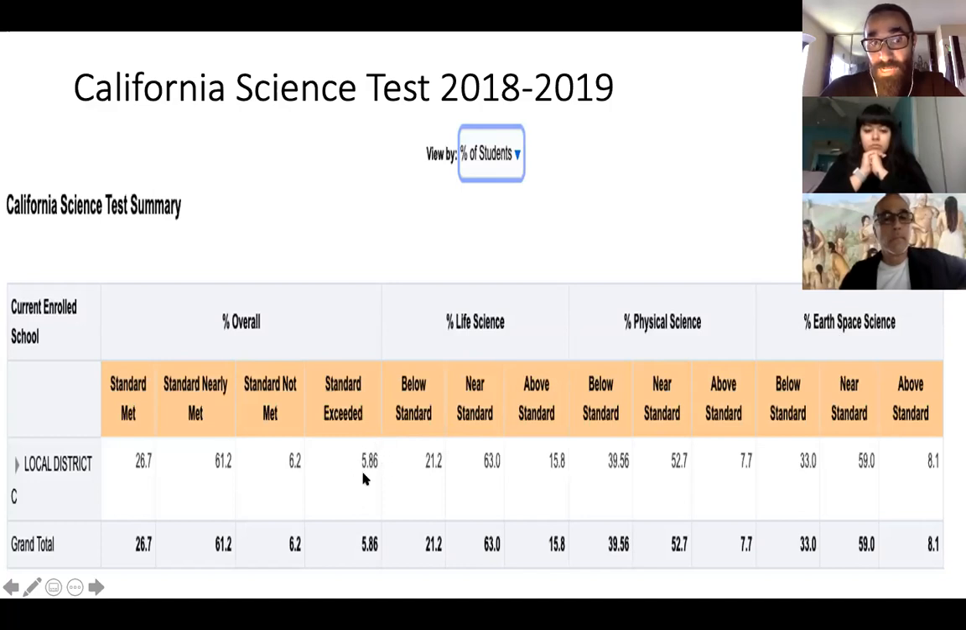5.86%, right? And in case you don't know, the CST is given to our juniors, so this is our population here. Only 5.86% of them are actually in the exceeding, and you'll see that 61% overall are just barely getting there. That's an alarming number for us as a science department. So what can we do about it, right? That was the motivation for me wanting to explore this in my own class.